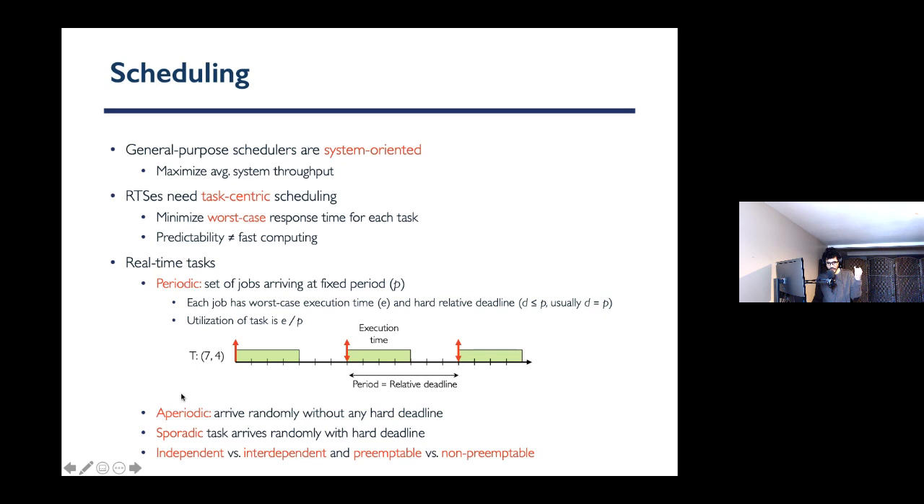So there are periodic tasks, aperiodic tasks, sporadic tasks. As I said, for aperiodic and sporadic, you have one-to-one. Each task has one job. But for periodic tasks, you have one task that has a set of jobs.